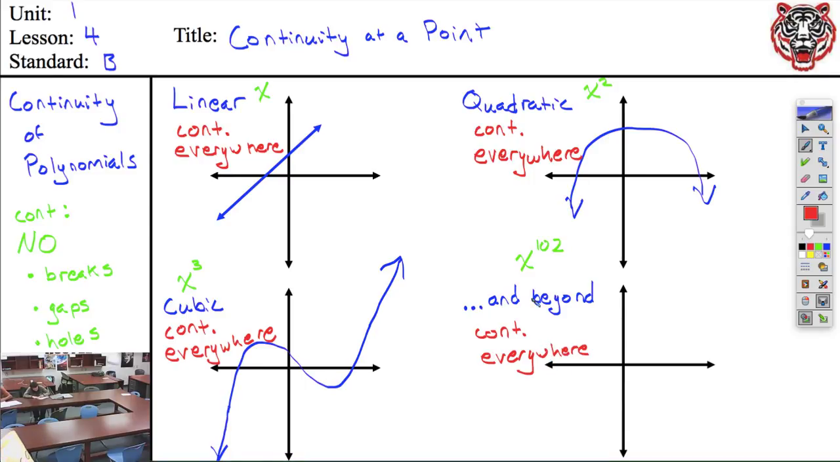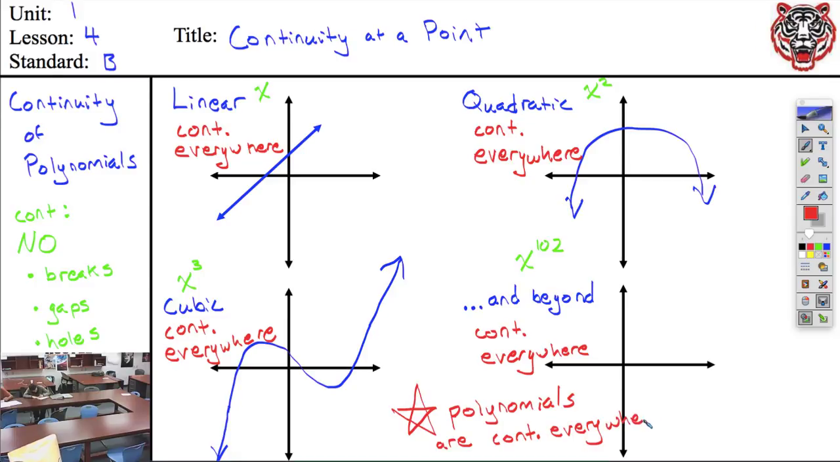And if that wasn't clear enough, you can add an additional note in your notes that just says polynomials are continuous everywhere. For the sake of having it in the notes to look back at for the digital version, I'm going to do a giant star and say that in general, polynomials are continuous everywhere. I should have had straight lines, but that's okay. So if I do a star and it's in red, that means that has to be in your summary. Polynomials are continuous everywhere. That was a big takeaway.